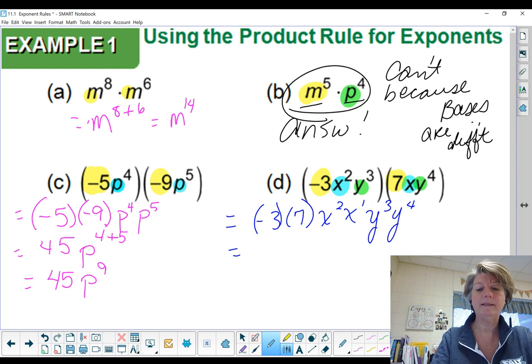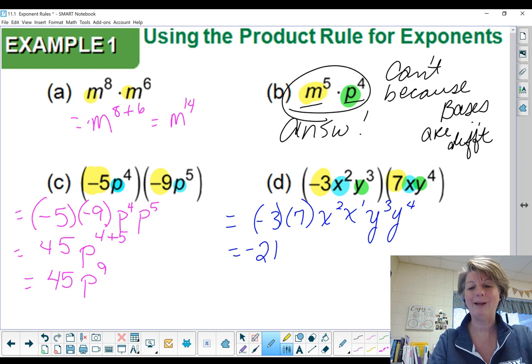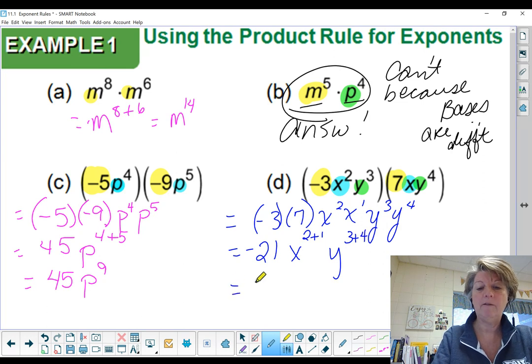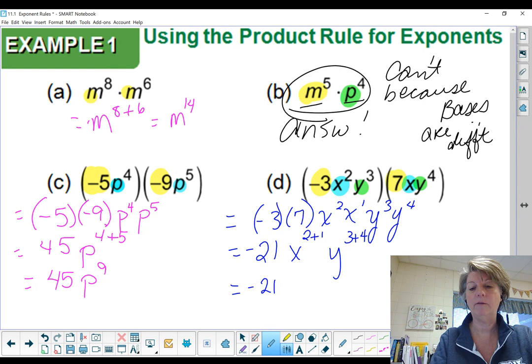All right, next step. Well, let's do the -3 times 7, which would actually give us -21. And then the x's, I can add those exponents together. So I get a 2 plus 1. And the y's, with the bases being the same, we're going to add those exponents together. Final line, let's simplify. We get -21, x to the third, y to the seventh.